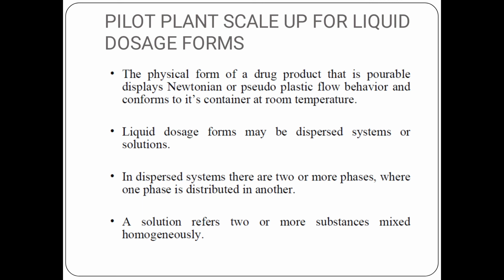So, they are called monophasic liquid dosage forms, which we have already discussed in second year or first year. In a dispersed system there are two or more phases, where one phase is distributed in another phase, that is the biphasic liquid dosage form.